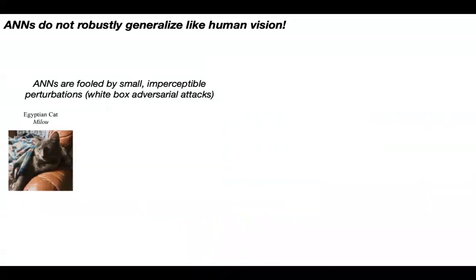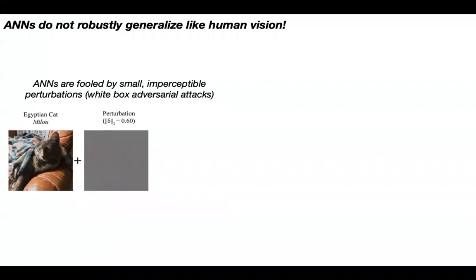So artificial neural networks, ANNs, are currently the state of the art in solving many different types of computer vision tasks, in particular object recognition. But they still have many limitations when compared to humans. Particularly, ANNs can be fooled by very small imperceptible perturbations, which are known as adversarial attacks.